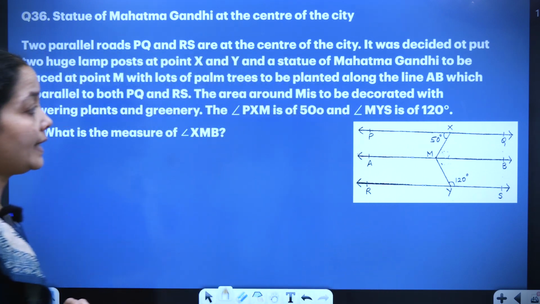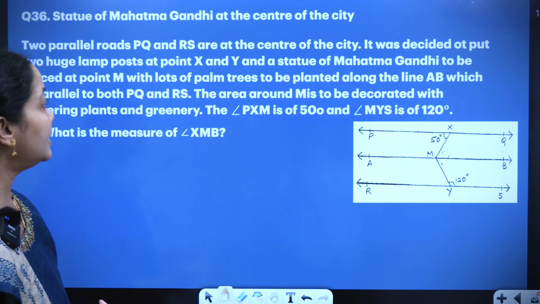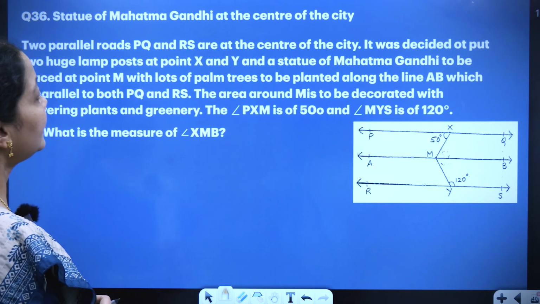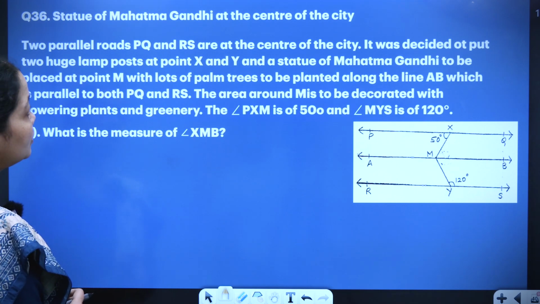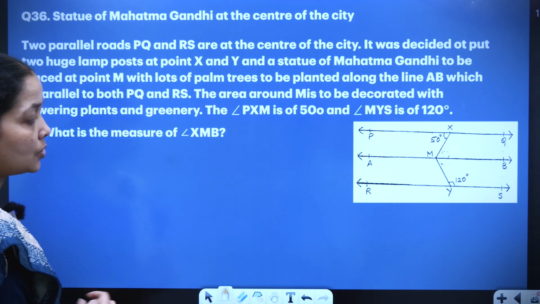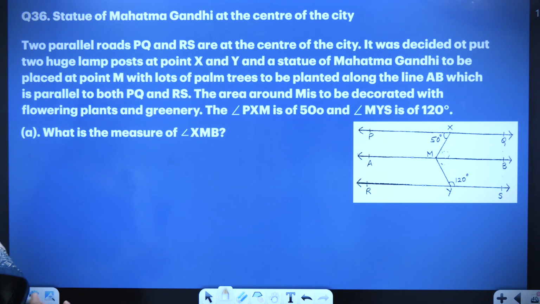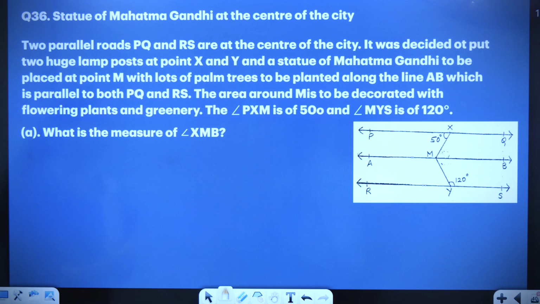Moving to the second case study here. In this case study, looking at the figure, it's based on lines and angles. Let us read the paragraph given. Two parallel roads PQ and RS are at the center of the city. It was decided to put two huge lamp posts at points X and Y and a statue of Mahatma Gandhi to be placed at point M. So this point M is Mahatma Gandhi and A and B are lamp posts. With lots of palm trees to be planted along the line AB, which is parallel to both PQ and RS. The area around M is to be decorated with flowering trees and greenery.